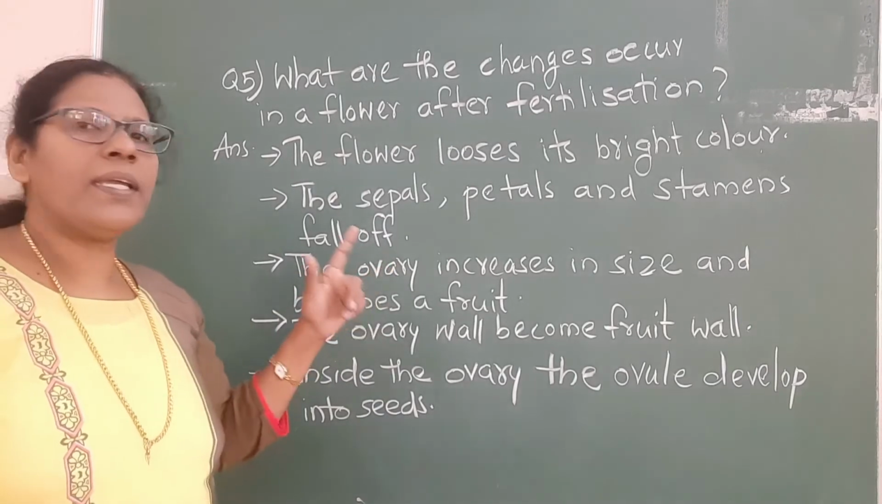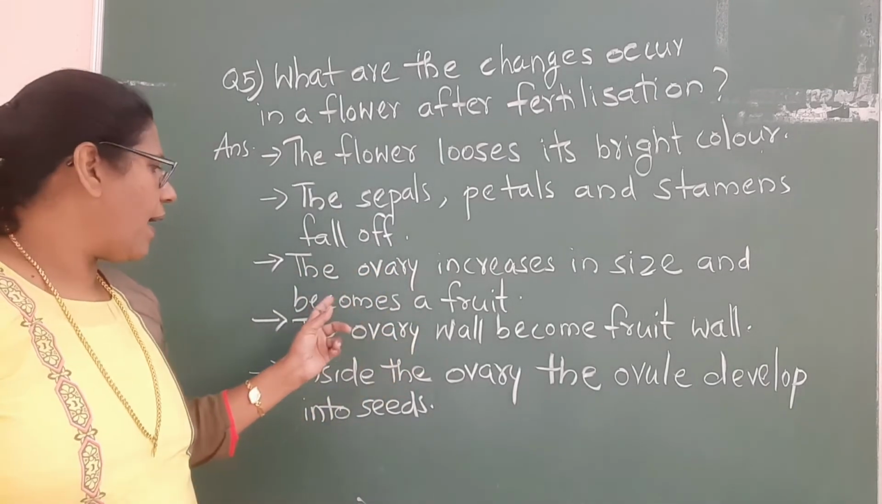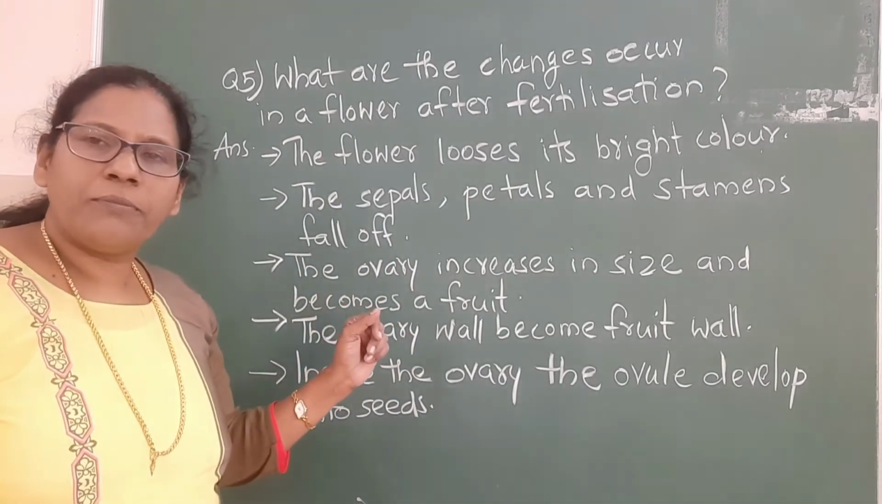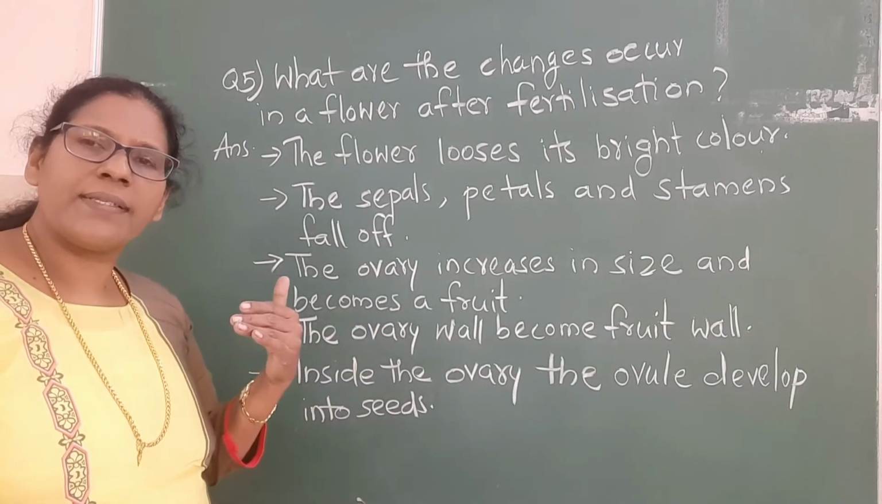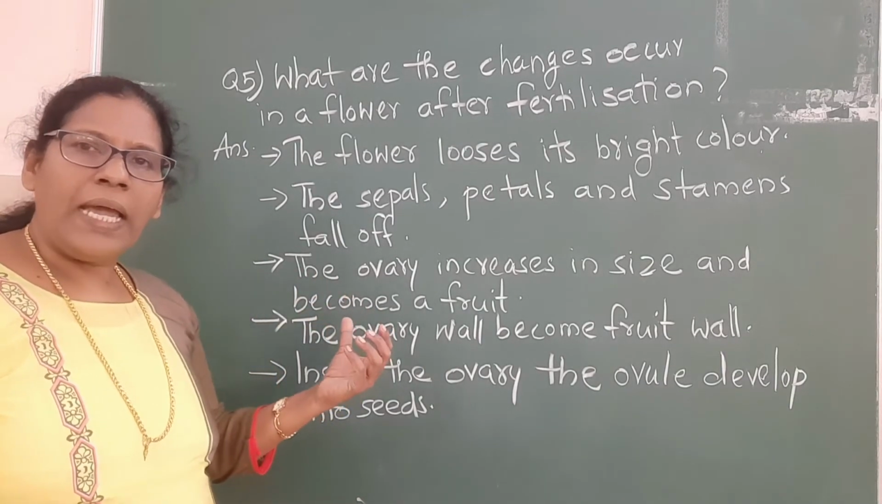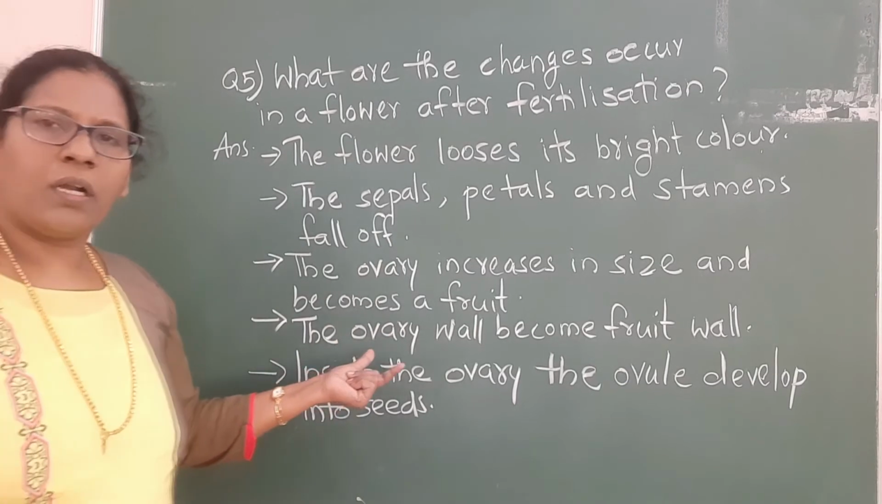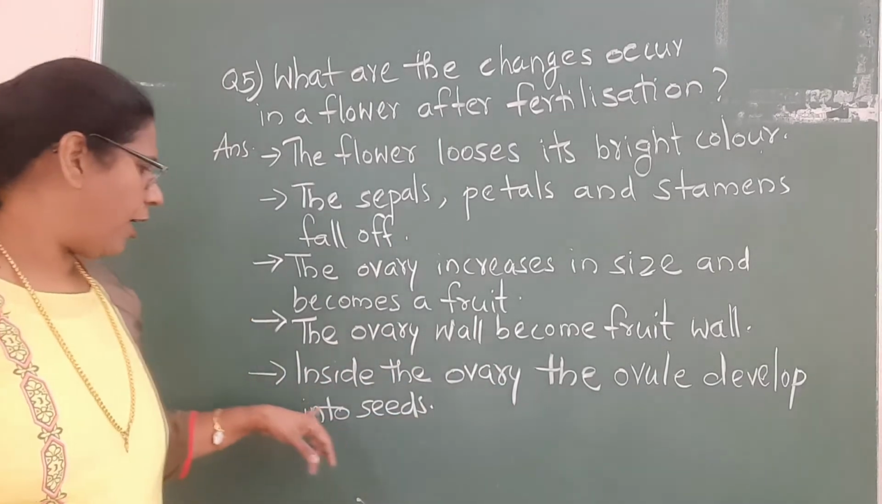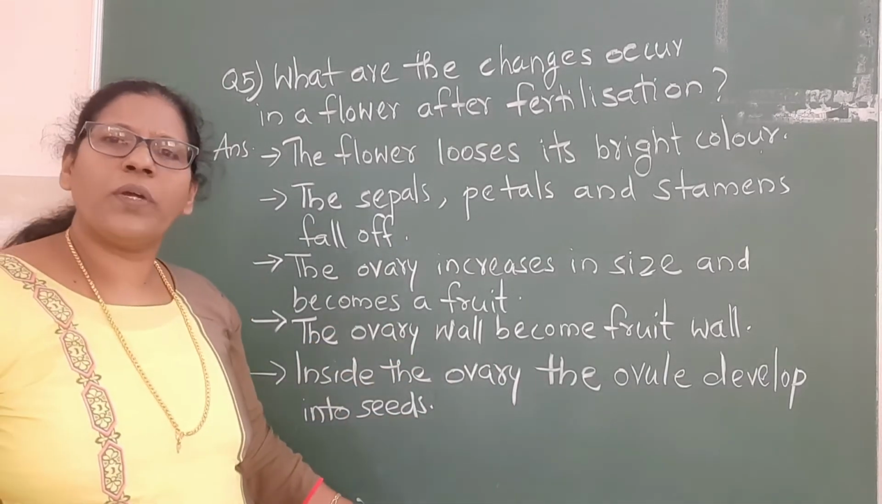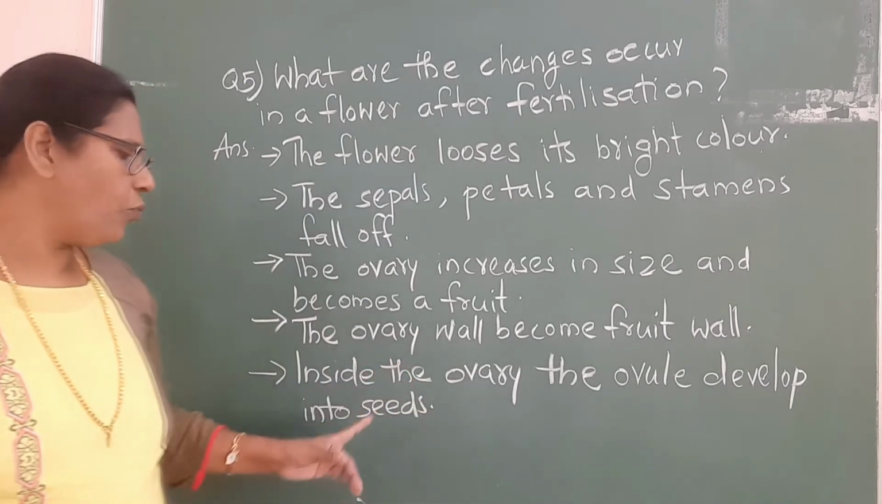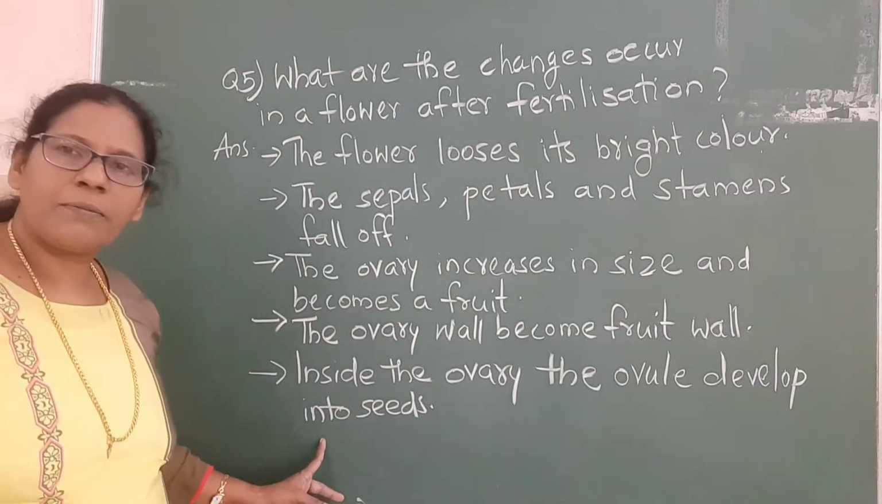Then the ovary increases in size and becomes a fruit. Ovary increases in size and it becomes fruit. And this ovary wall becomes fruit wall. After that, inside the ovary there is ovule. That ovule develops into seeds.